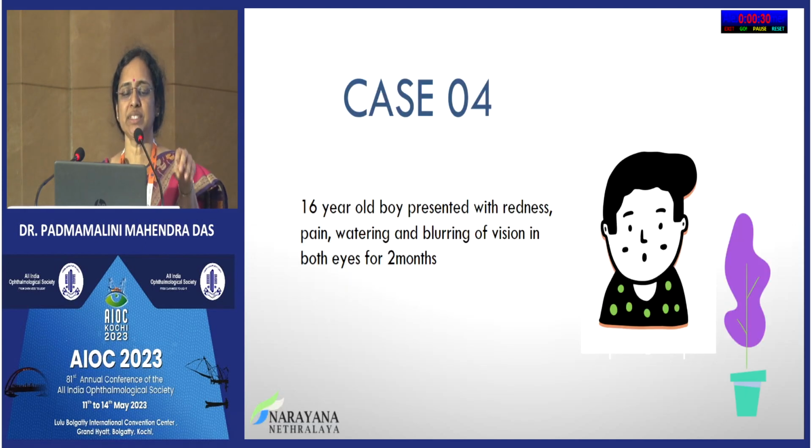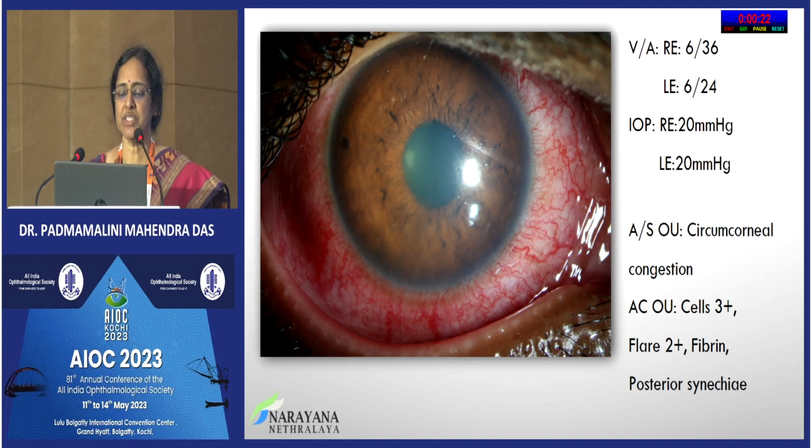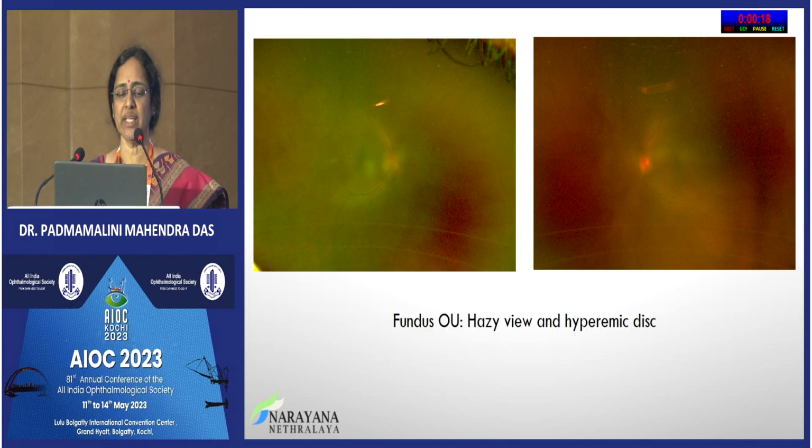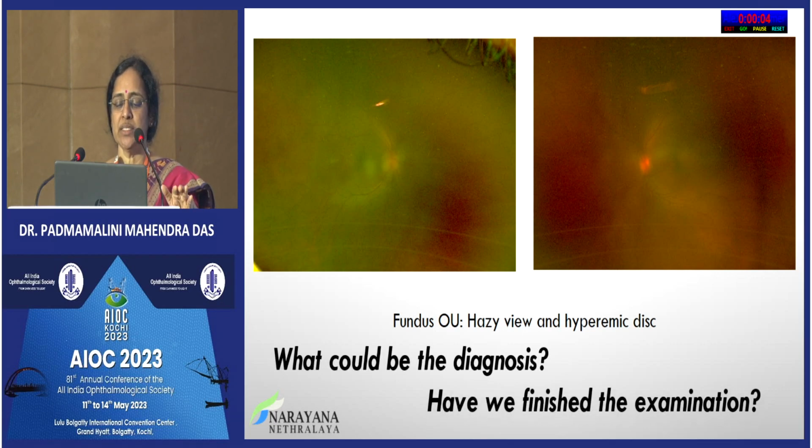Case 4 is a 16-year-old boy presented with redness and pain, watering and blurring of vision since 2 months. He had circumciliary congestion, fibrinous anterior uveitis, and already had posterior synechiae. Fundus showed hyperemia of the disc with media haze. Here again, during the COVID time, when we probed the history, clinically we made the diagnosis of panuveitis.